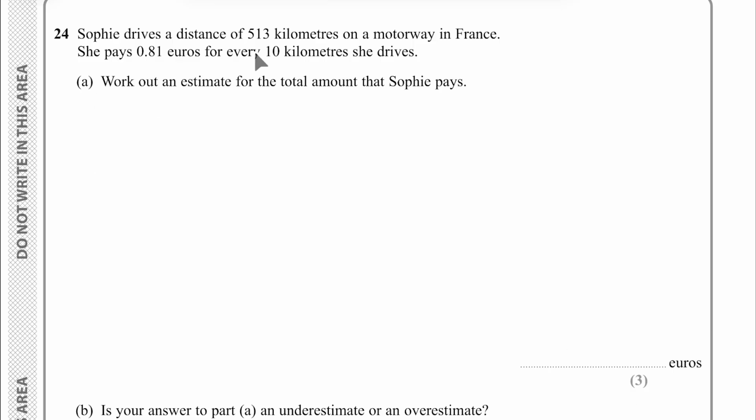So we could look at the 513, and I think the best way with estimating is to take it to one significant figure. So the 513 kilometres, we'll make that 500. And she pays 0.81. We'll make that 0.8 for every 10 kilometres she drives. Well, why don't we divide this by 10 first? So then we know that's 50. And now if she pays, so we've got 50 lots of 10 kilometres that she's driven.